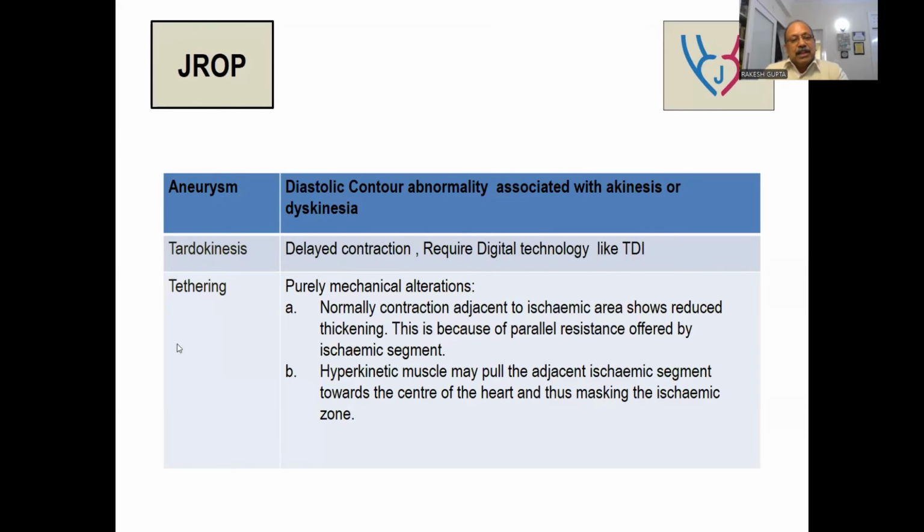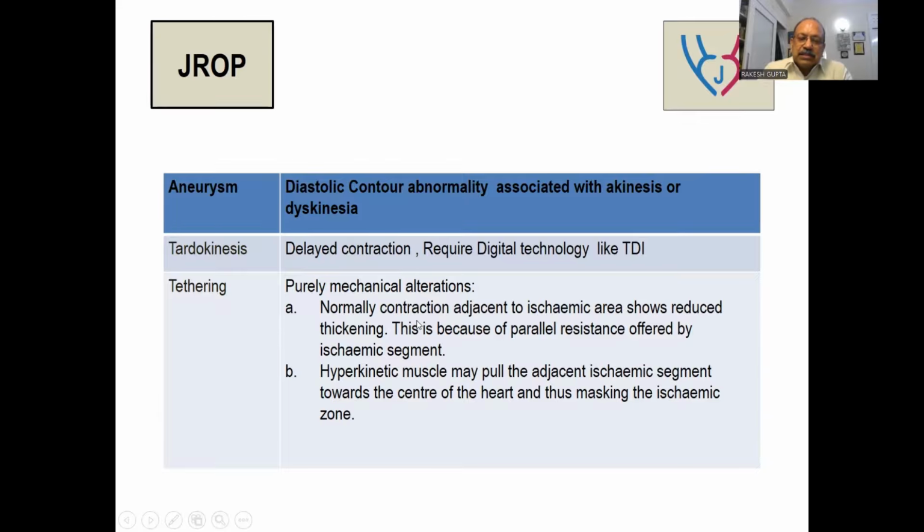Before I go further, there are two words which we'll be talking about again and again. One is tardokinesis. What is tardokinesis? It is delayed contraction. Second is tethering effect. Tethering means a normally contracting segment adjacent to an ischemic area shows reduced thickening.